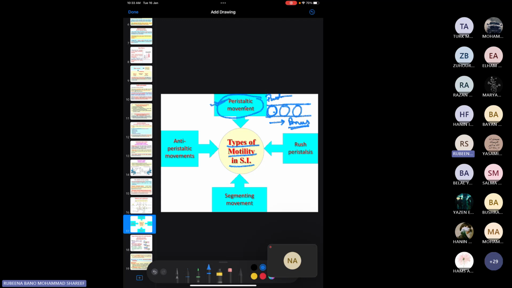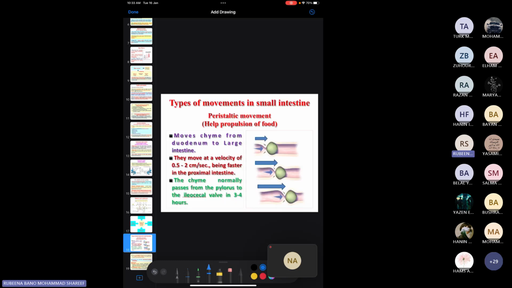Then the other movement is rush peristalsis, also the segmenting movement and anti-peristaltic movement. Peristaltic movement, anti-peristaltic movement, rush peristalsis, and the segmenting movement. So we have these four types of small intestine movements, starting with the peristaltic movement, which helps in propulsion of food. So it moves the chyme.